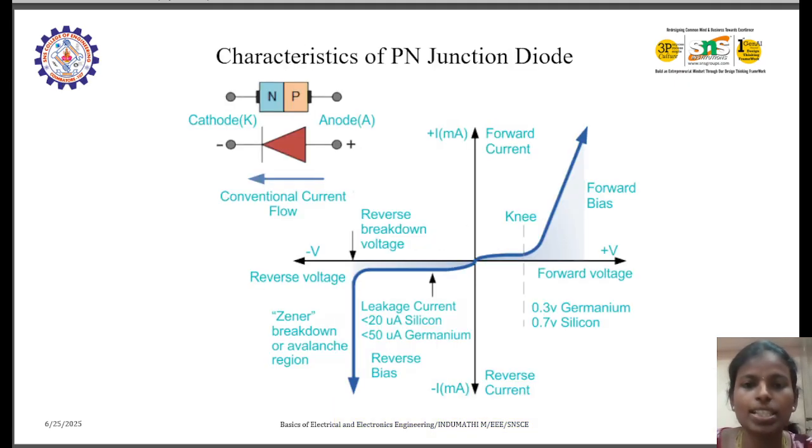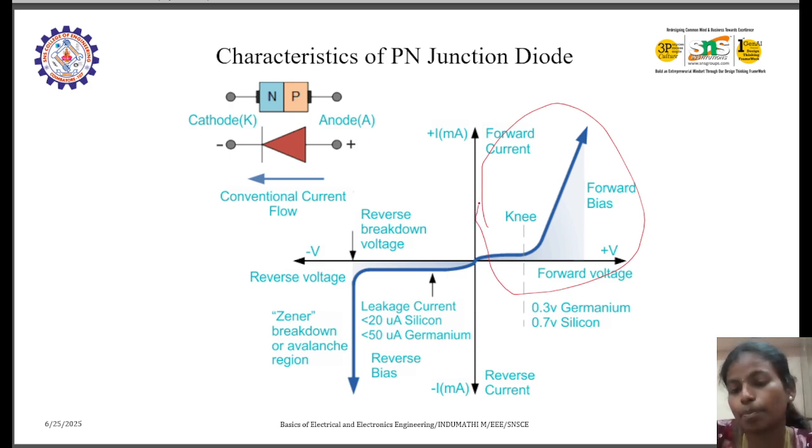Now we'll see how the characteristics work. This part is for forward biasing, the forward characteristics. Practically, the current does not start increasing initially. At a particular voltage the current starts increasing. The point at which the current starts increasing we call the knee voltage. It is 0.7 volts for silicon and 0.3 volts for germanium.